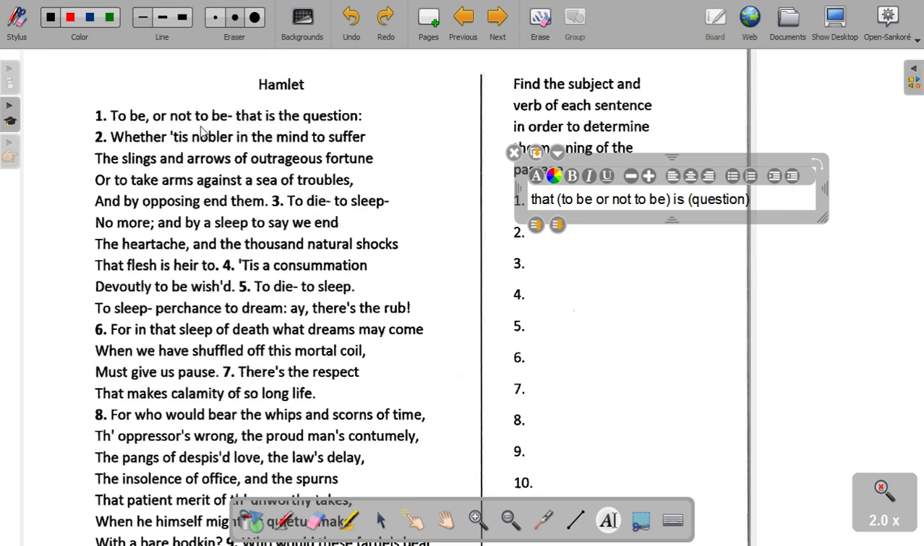So now we get into a slightly more complex structure. Whether 'tis, and 'tis is a contraction for it is. So whether it is nobler in the mind to suffer the slings and arrows of outrageous fortune, or to take arms against a sea of troubles and by opposing end them. Okay, now we're into the slightly more complicated ones. So let's try to figure out what the subject and verb are here too. So our subject actually comes from our contraction there, and it is it.